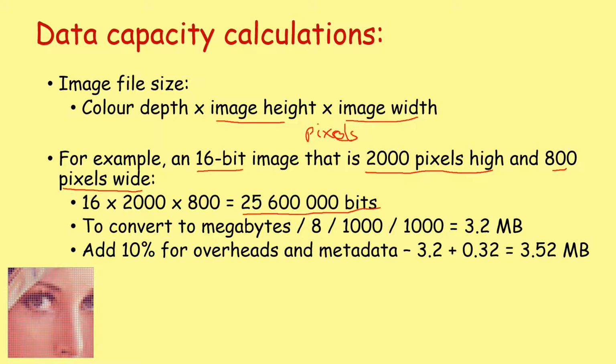25,600,000 bits. Now, we don't record the final answer in bits because that's not very convenient. I'm going to convert that into megabytes. So I divide by 8 to convert into bytes, divide by 1,000 to convert into kilobytes, and then divide by 1,000 again to convert to megabytes, or divide by 8, divide by a million, and we get 3.2 megabytes. Images often have a lot of associated metadata, so I'm going to add 10% for metadata and overheads to that. So that's 3.2 plus 0.32 equals 3.52 megabytes. I could also round that and just say 3.5 megabytes. That would almost certainly be correct as well.